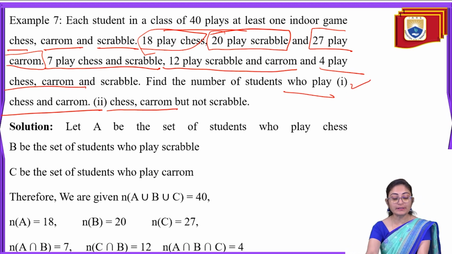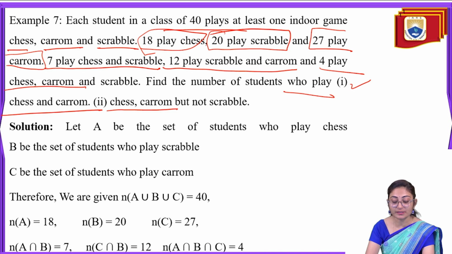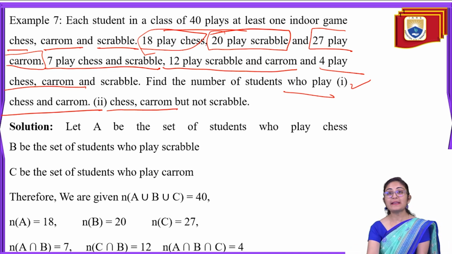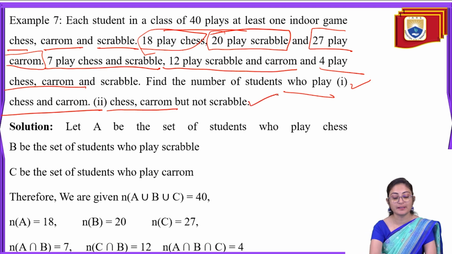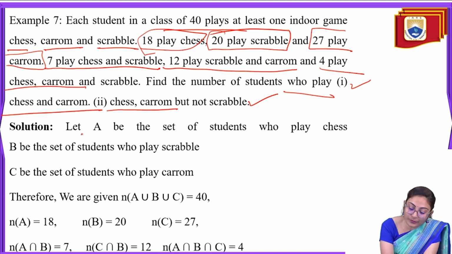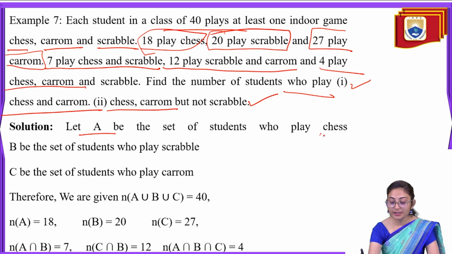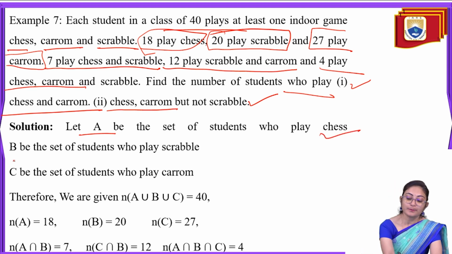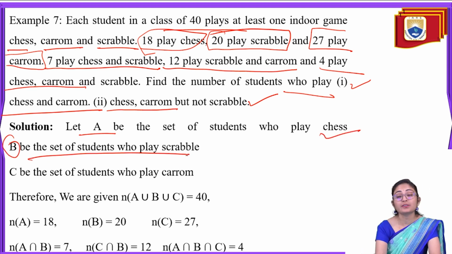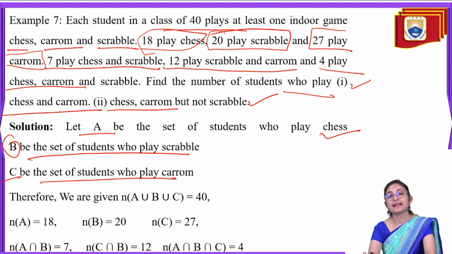In the first question there is no condition. You have to find out the number of students who are playing chess and the carom. But in the second problem they kept one condition, that students are playing the chess and the carom but they should not play the Scrabble. So now we will consider A to be the set of the students who play the chess, B the set of the students who play the Scrabble, and C those who play the carom.